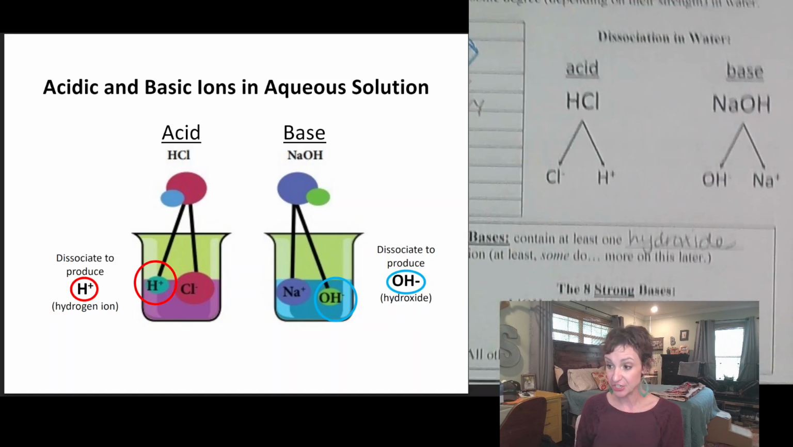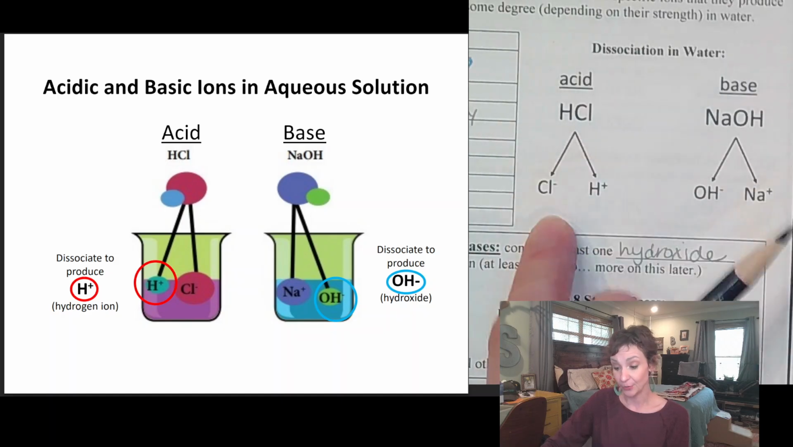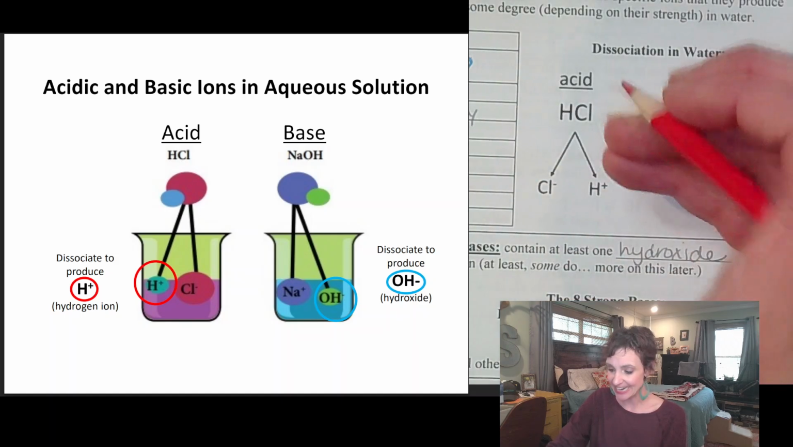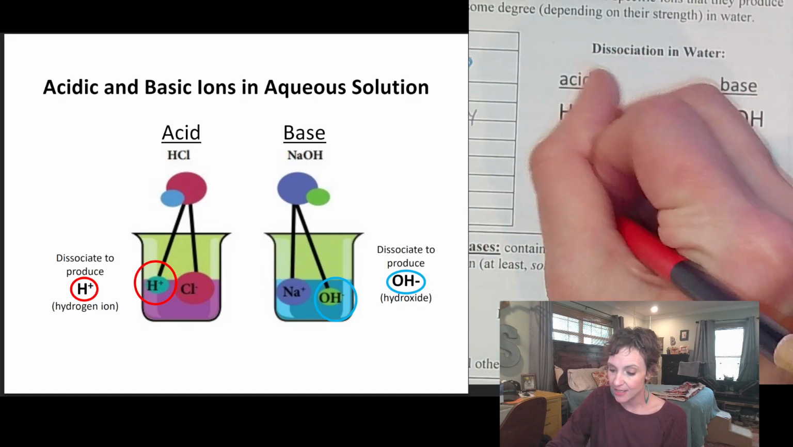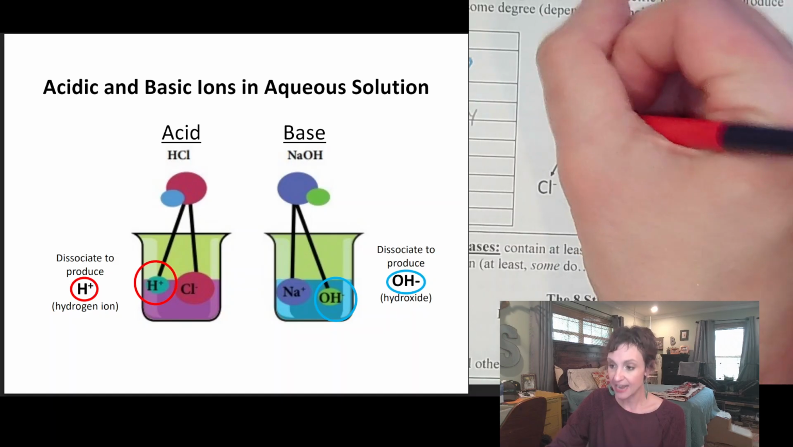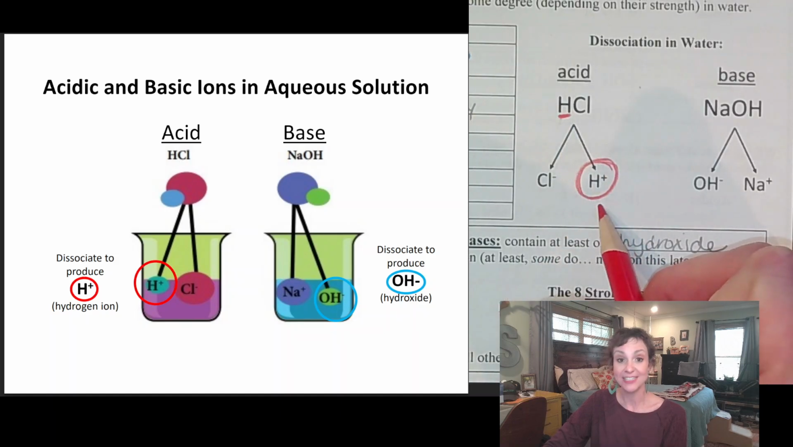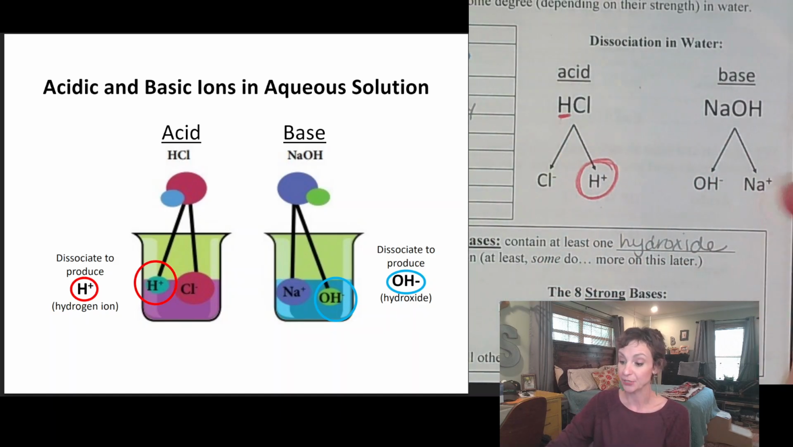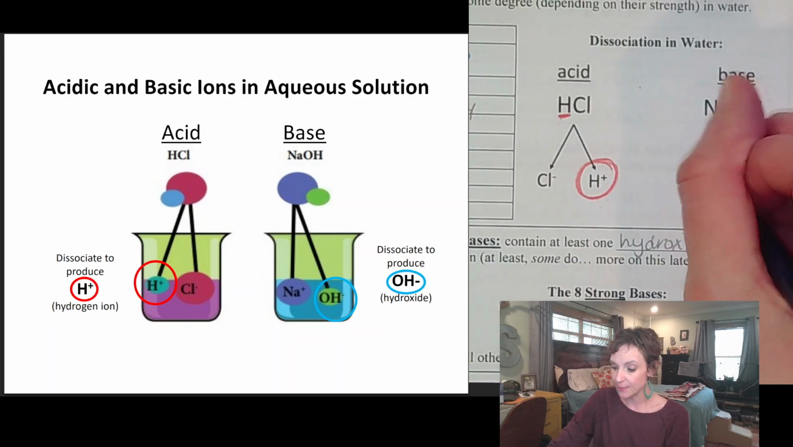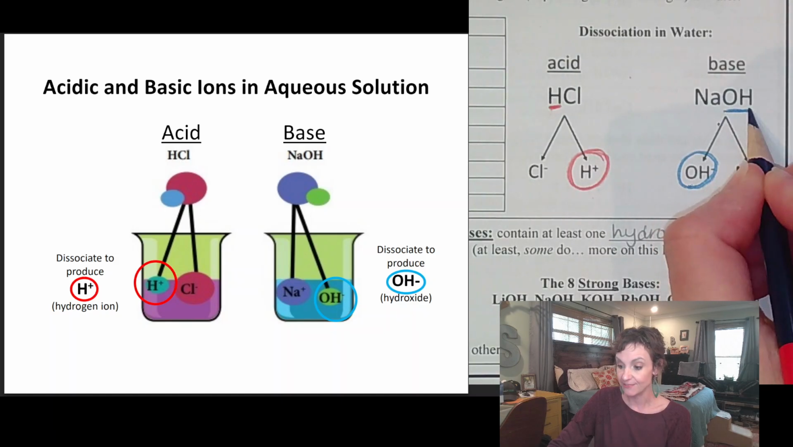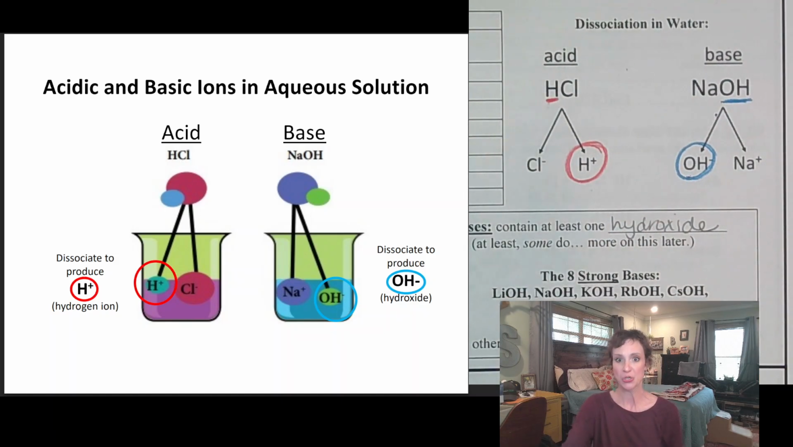Now I have the pictures here of the dissociations of hydrochloric acid in water and sodium hydroxide in water. And here you can see that hydrogen ion, that acidic hydrogen produces. In the chemical formula, I see a hydrogen here, and that means that is one of the potential ions that it will produce in aqueous solution. Also my base, my sodium hydroxide, produces that OH hydroxide ion. I can find that information in my chart, which is really cool.